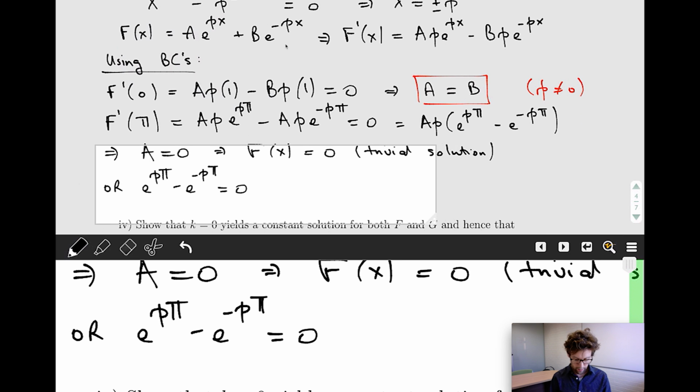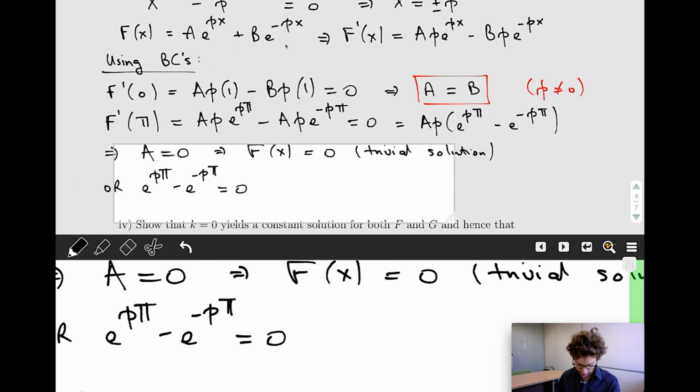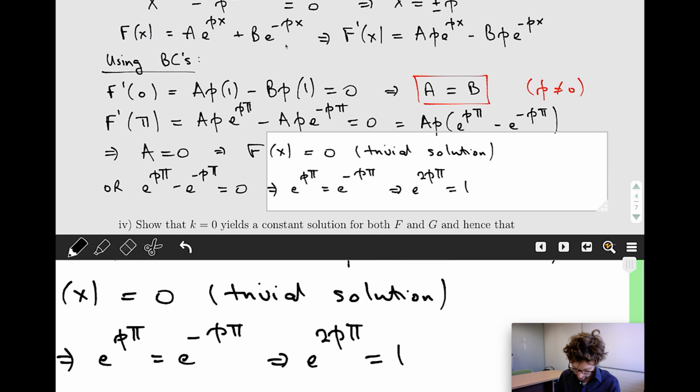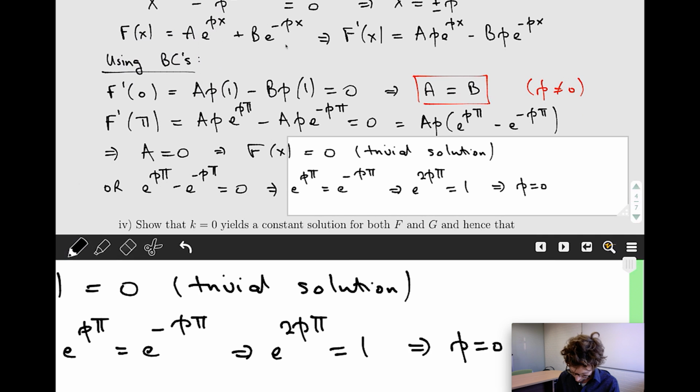Or we have e to the p pi minus e to the minus p pi is equal to 0, but I know I can rearrange this, so I get e to the p pi equals e to the minus p pi, which gives me e to the 2p pi is equal to 1, which would give me p is equal to 0. But this is a contradiction, because we assumed that p was not equal to 0. So we found that there are no non-trivial solutions for the case of k is a positive number.